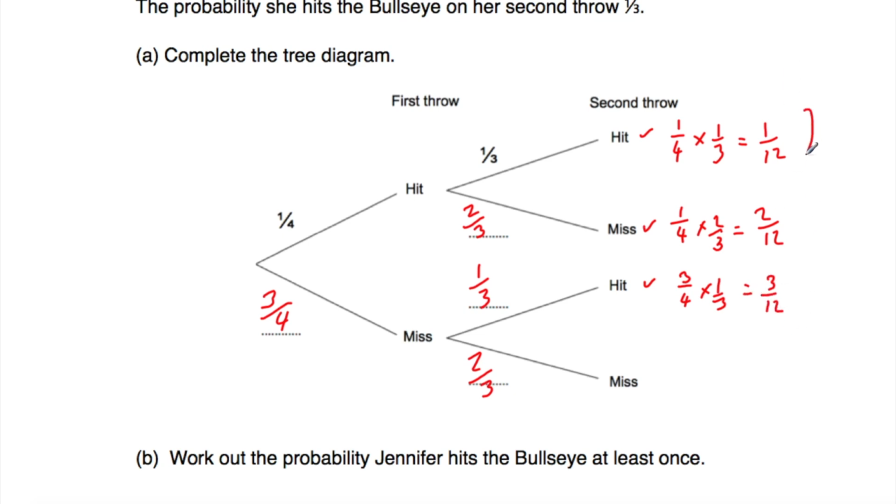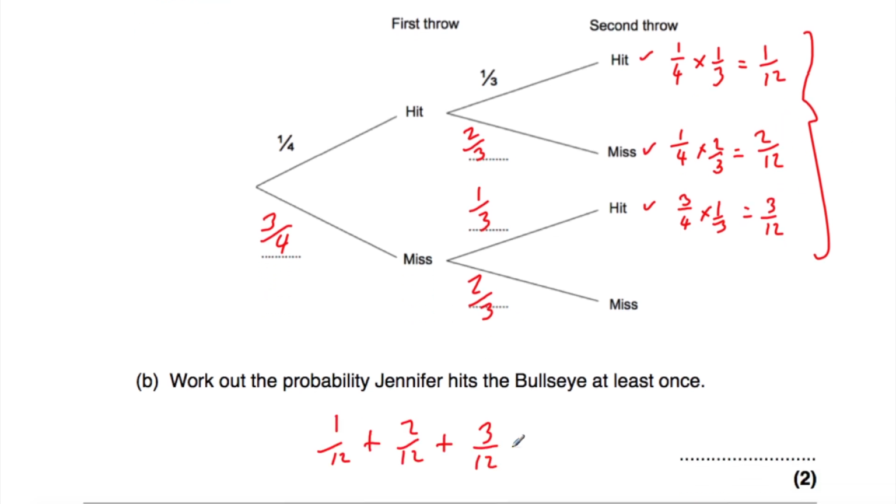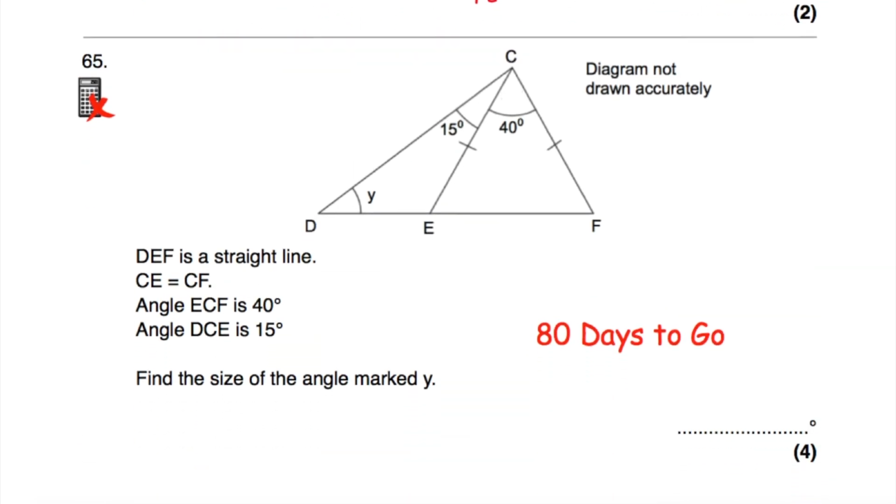Now we just need to add them together because either of these options would work. So it's going to be either this option or this option or this option. So we're going to do 1/12 plus 2/12 plus 3/12. When we add together 1/12, 2/12, and 3/12, that's 6/12, and if we cancel it down, that's a half. So the probability that Jennifer hits the bullseye at least once is a half, and if you got that, well done. Okay, let's look at our next question, question number 65.